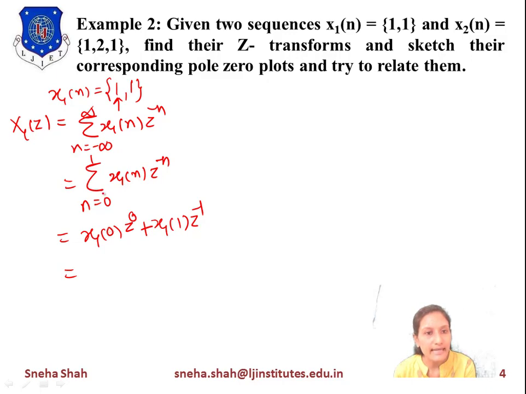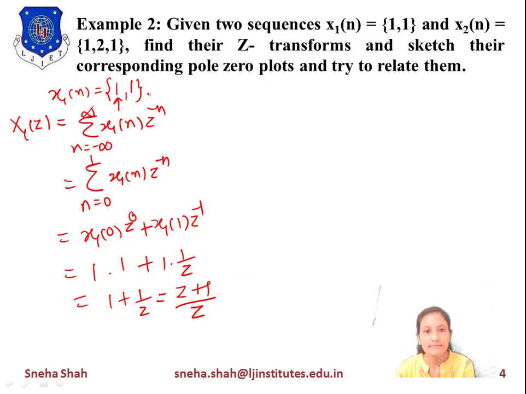Now what is the value of x1 of 0? At n equals 0 its value is 1, and at n equals 1 its value is also 1. So we put 1 here, and x1 of 1 is also 1. z raised to 0 equals 1, and z raised to minus 1 means 1 by z. If we simplify this, 1 into 1 means 1, and 1 into 1 by z means 1 by z. Now z multiplies here, so it becomes z plus 1 divided by z.